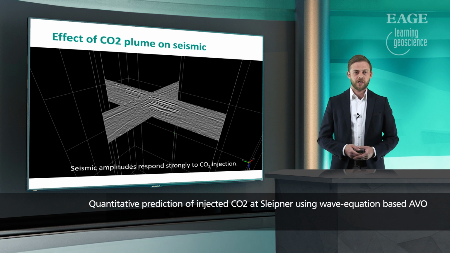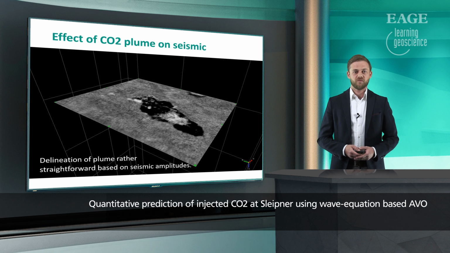This is just a demonstration of the seismic data. You see here an inline and a crossline, and you can see that the seismic amplitudes respond strongly to the injected CO2. You can also nicely see the top of the storage formation and the base of the storage formation, but you also clearly see where the CO2 is present or where it has accumulated after the injection.